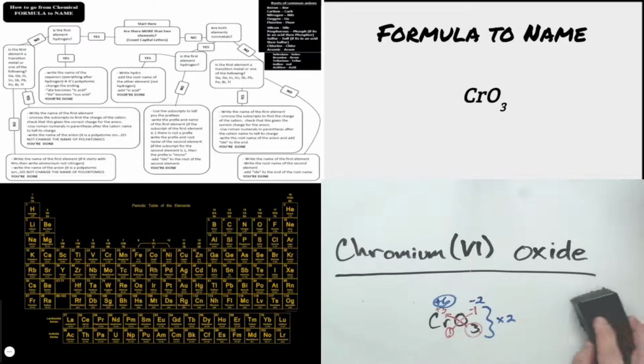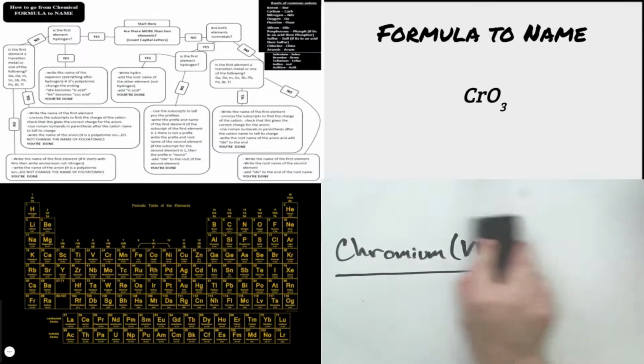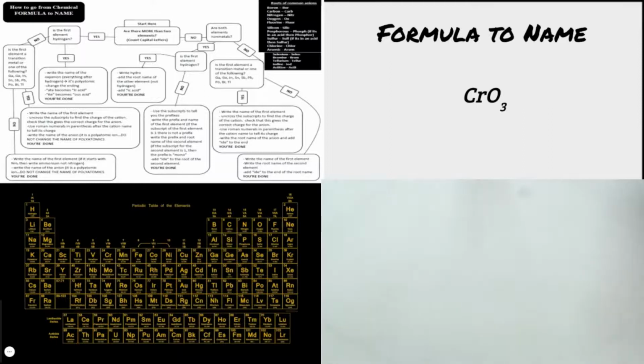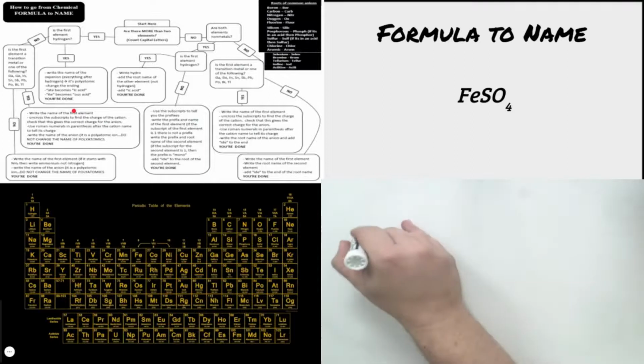All right. Let's continue on with another example. FeSO4. Okay, are there more than two elements? Yes. Is the first one hydrogen? No. Is the first one a transition metal? Yes. So I'm going to write the name of the first element. Well, Fe is iron.